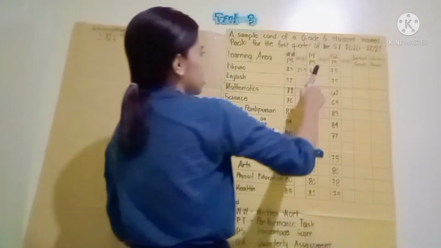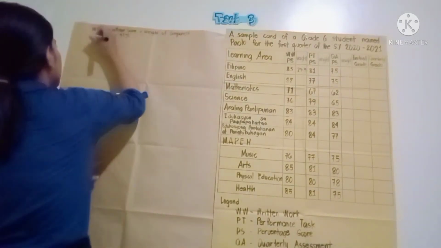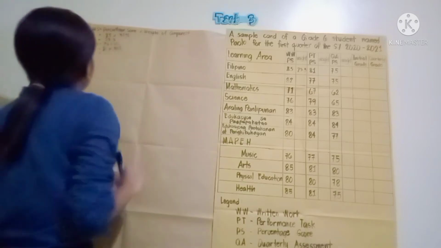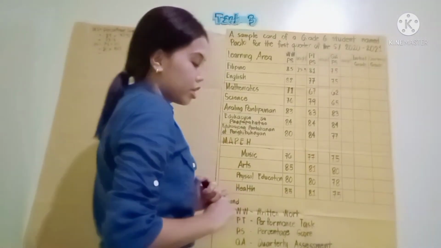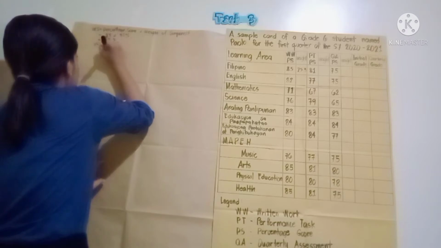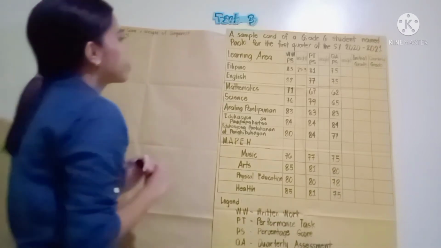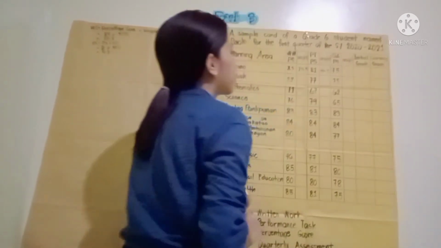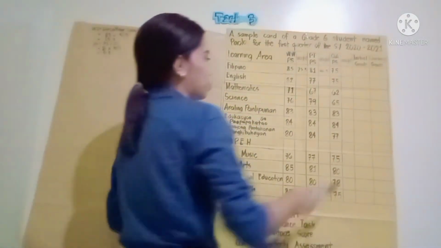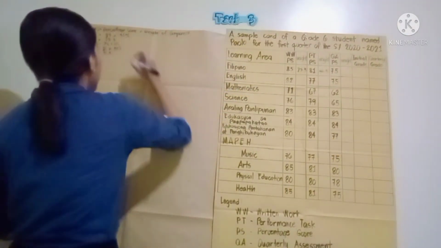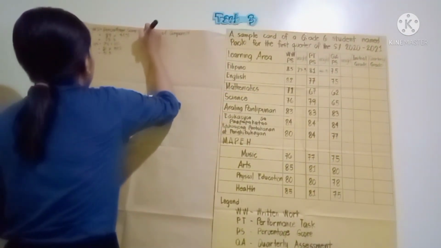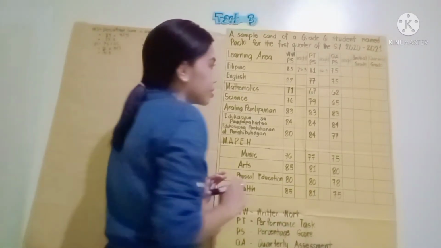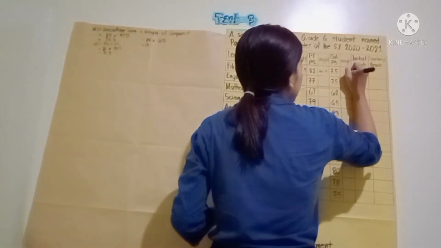So next is the weighted score for the performance task, which is the weight of component for the Filipino subject, the performance task. It equals 40.5. So next is getting the weight of component of the quarterly assessment. In the quarterly assessment, the weight here is 15.